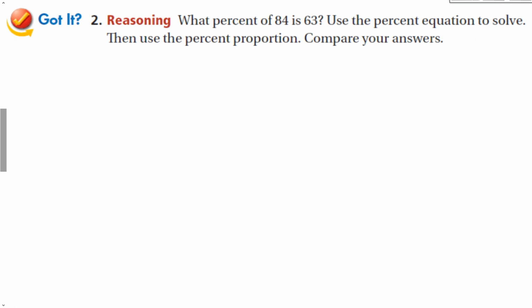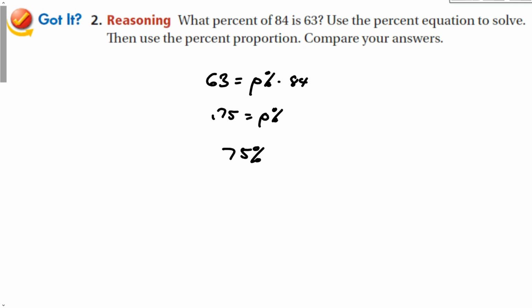Okay. So what percent of 84 is 63? So 63 is going to equal to some percent times 84. So 63 over 84 gives me 0.75 is equal to some percent. And now I have to change that to a percent to give me 75%. Okay? The only trick to this method is to remember, again, to change it from a decimal to a percent.